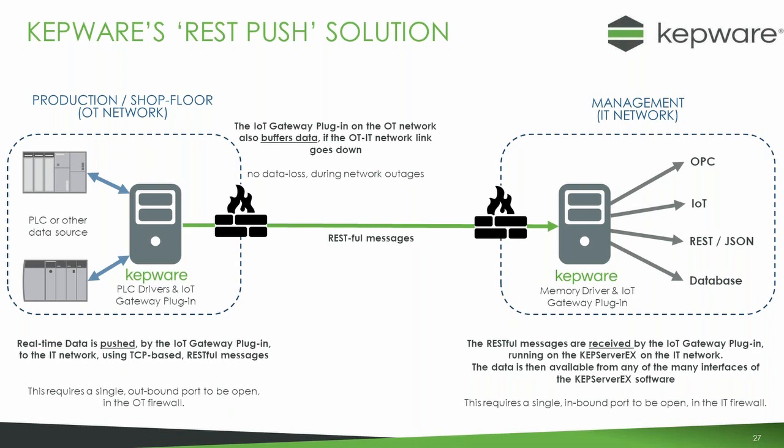And once the connection is re-established, the IoT Gateway will then push that buffer across. So this is a very good way of achieving a push from the OT network to the IT network without any danger of data loss for short network outages.